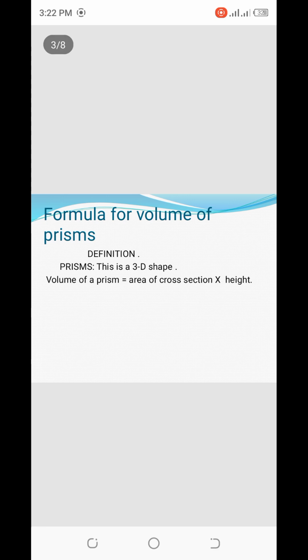The formula for volume of prisms is given by area of cross section multiplied by the height. And as you all know, prisms are 3D shapes, as we discussed in the introductory aspect of our first lesson. So its volume is given by area of cross section multiplied by height.